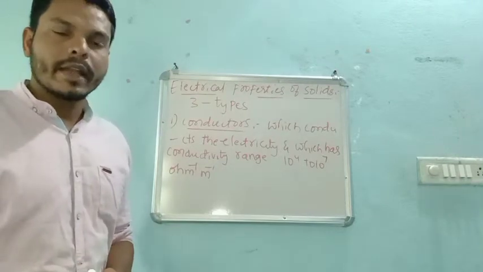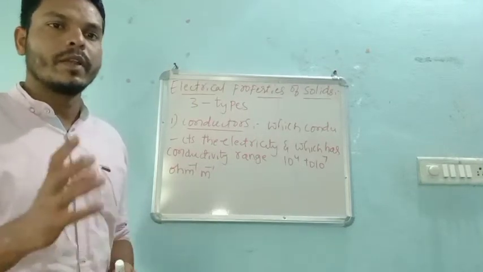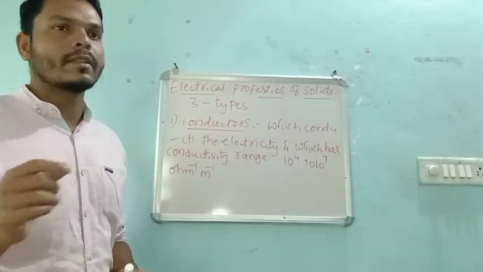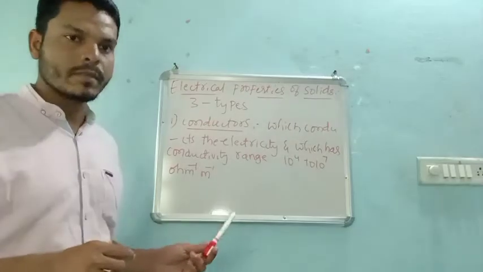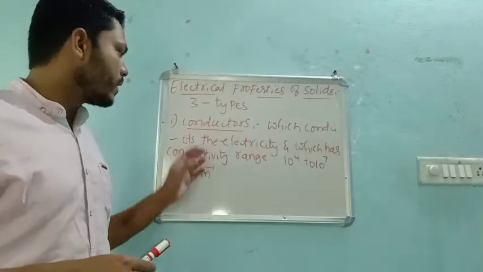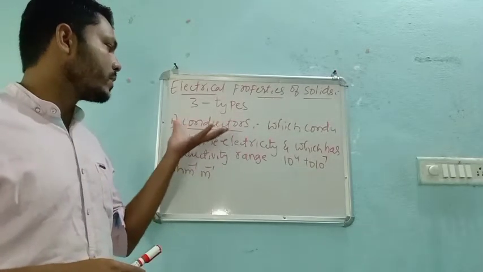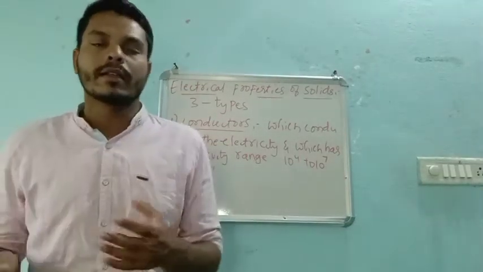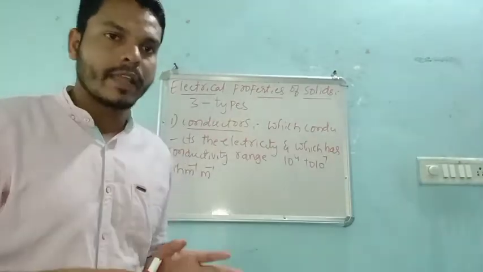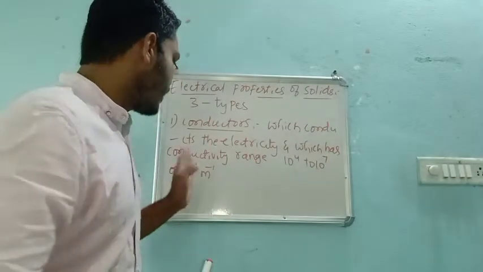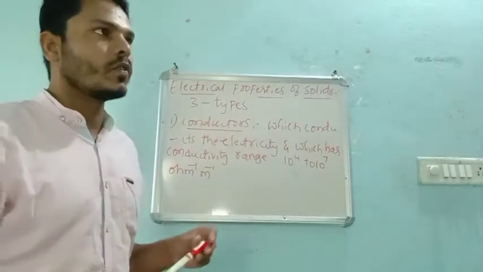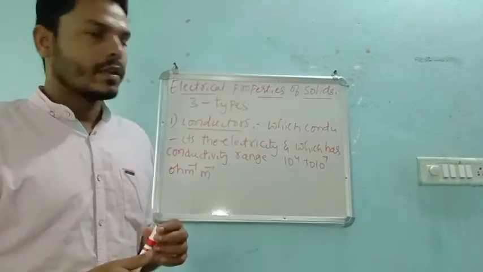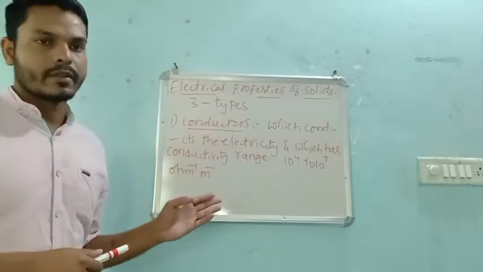Why do they conduct electricity? We will see that in the conductivity of solids based on band theory, later. For now, just know what conductors are: substances which conduct electricity, with a conductivity range from 10 raised to 4 to 10 raised to 7 per ohm per meter.